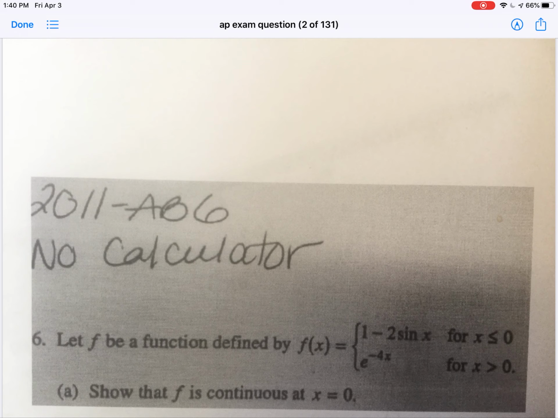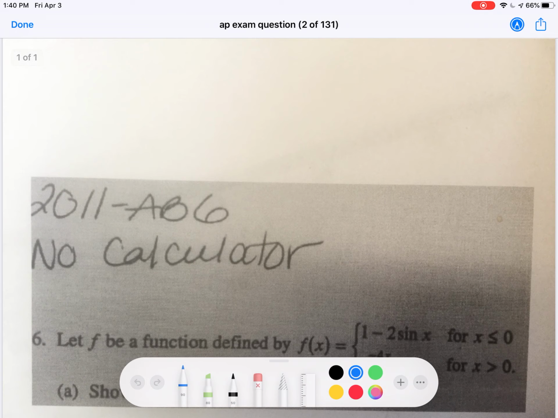It says, let f be a function defined by, and we can see we have a nice piecewise function there with two different domains. It says, show that f is continuous at x equals 0. So this is proving that it's continuous at a point. I'm going to use the space up above. So we're going to do the three-step continuity test.